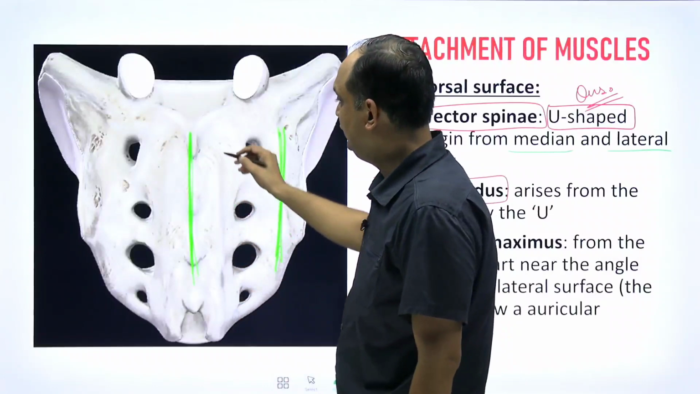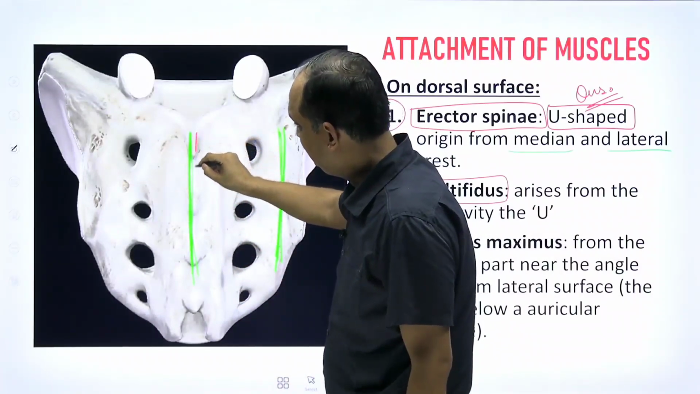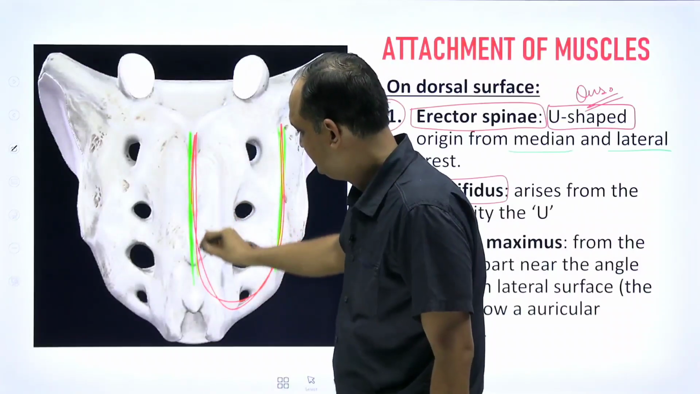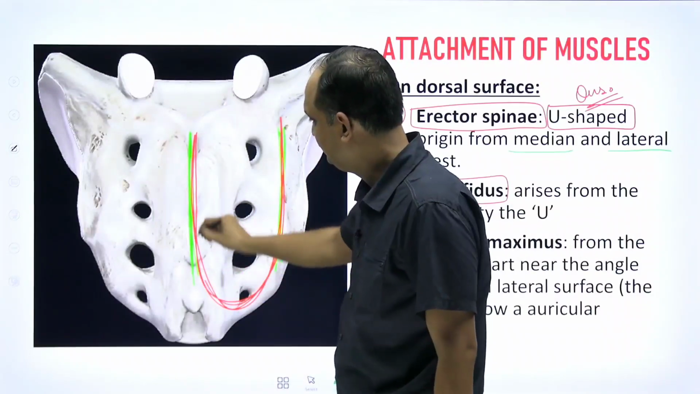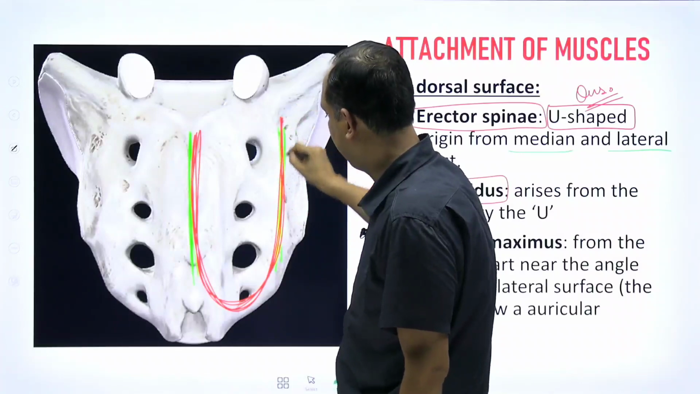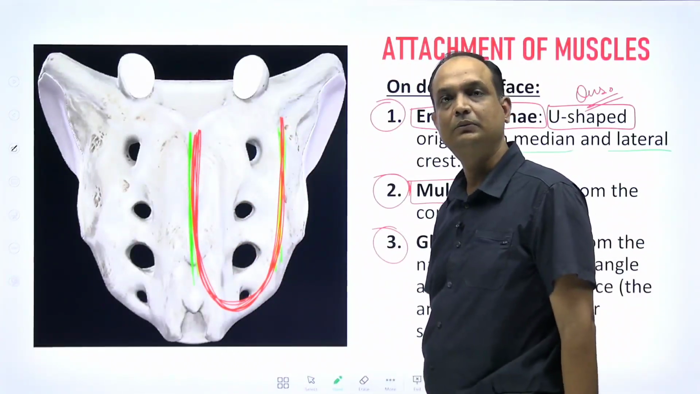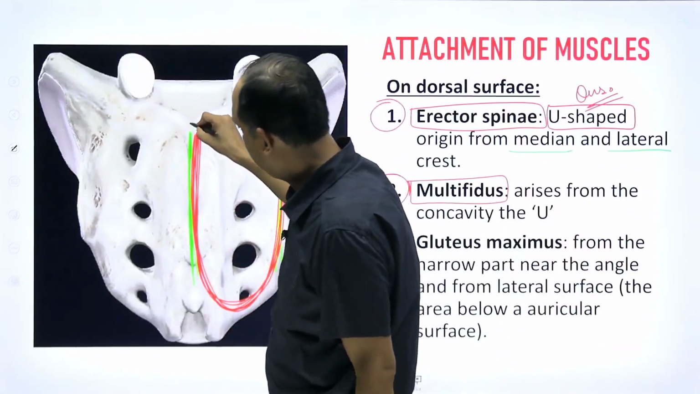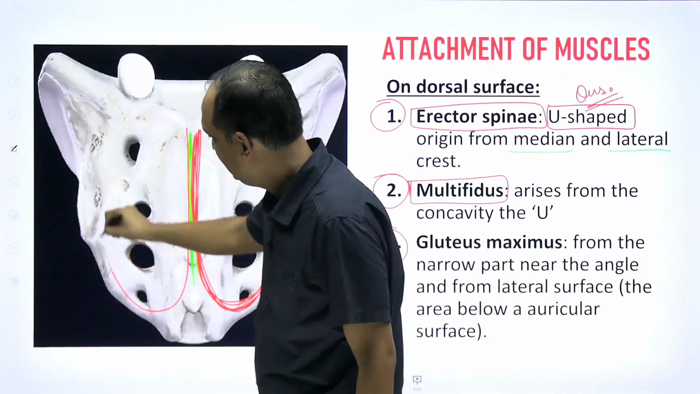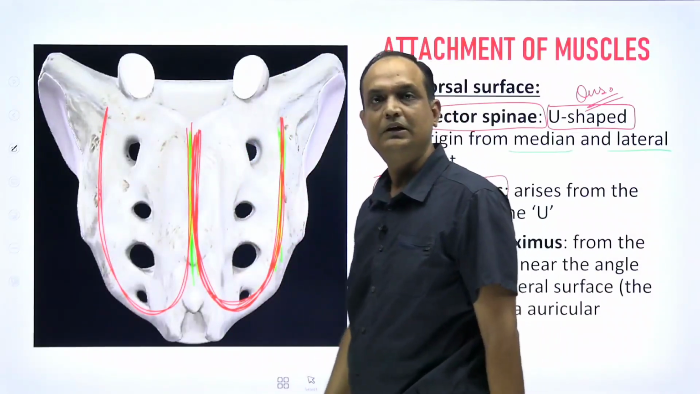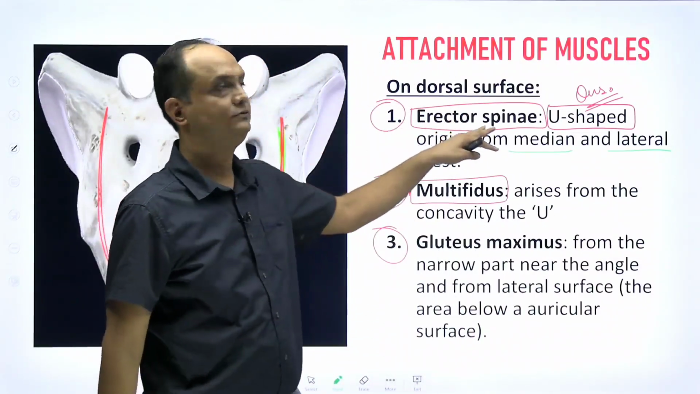Clear? So, if I am drawing, the muscle is going to attach on this bone like this. This is the origin of the erector spinae, and the erector spinae has a U-shape attachment on the bone. Clear? You can draw it on both sides, where you will have this type of placement of the muscle. So, this is first, the erector spinae.